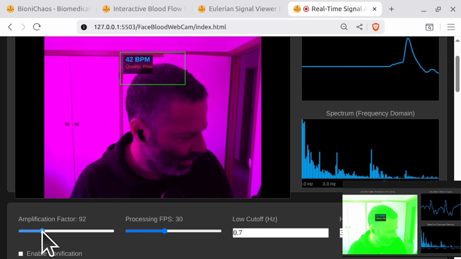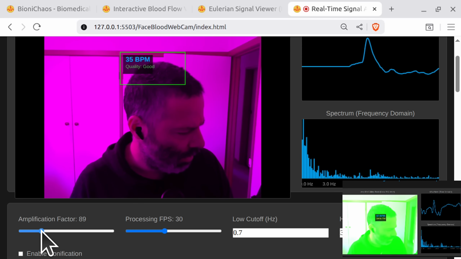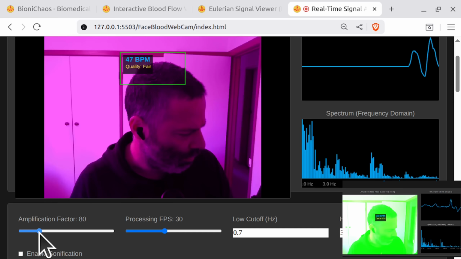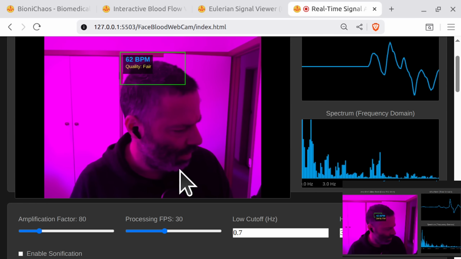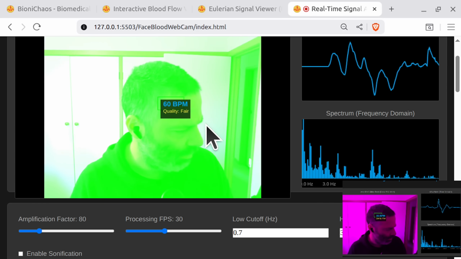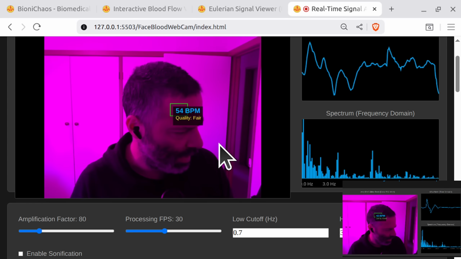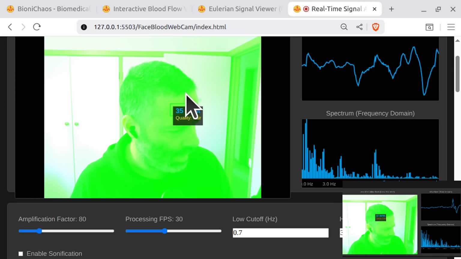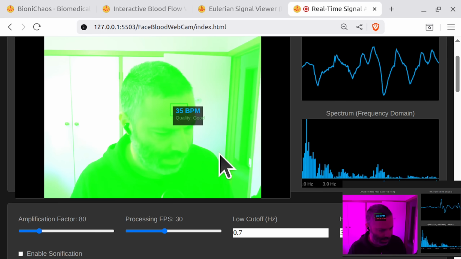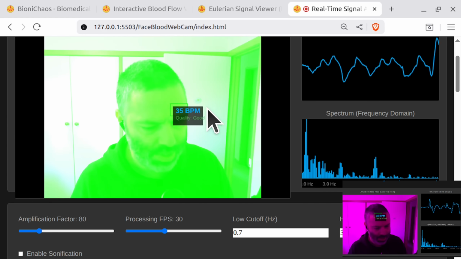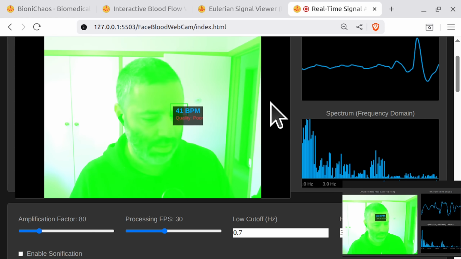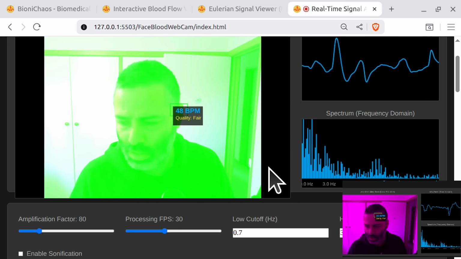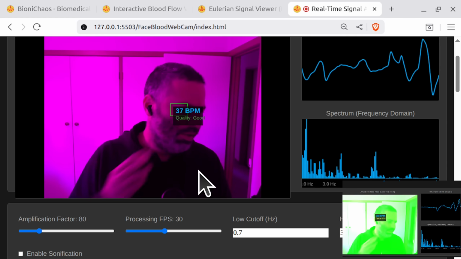I think amplification of what was it, 200? I think it's too much. We need around the 80. We don't need to amplify that much. Currently we don't have automated ROI selection, so we have to do this. And the problem with that flashing thing is that the color, the green and red, or magenta, is going into the video feed, and that's what's being detected as my BPM, which is obviously wrong. We want to turn it off.